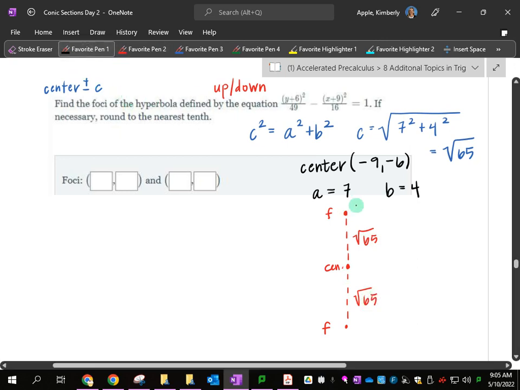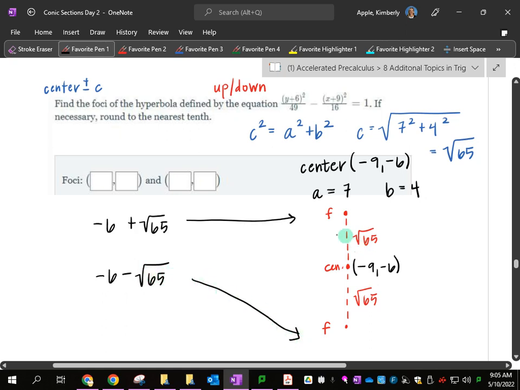We know our center coordinate is negative 9, negative 6. We are moving up and down from the center, so we're going to mess with which one, X or Y? Y. So we're going to find negative 6 plus root 65 to go up for this focus, and we're going to do negative 6 minus root 65 for this one because we're going down. So you'll find when you do that that this is actually negative 9, and to the nearest tenth, that's 2.1. And on the bottom, negative 9, and then it'll be negative 14.1.